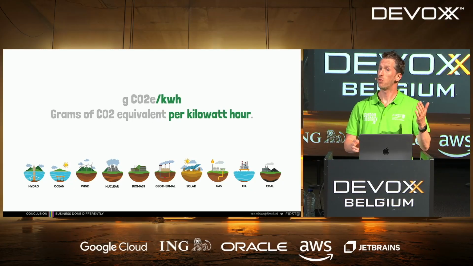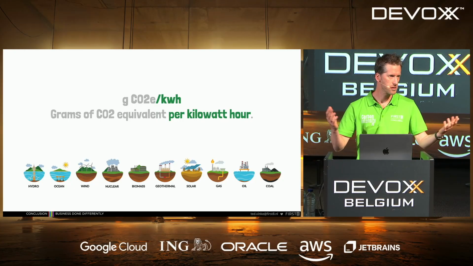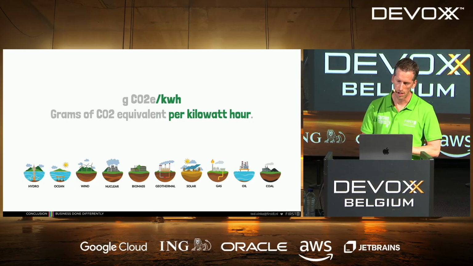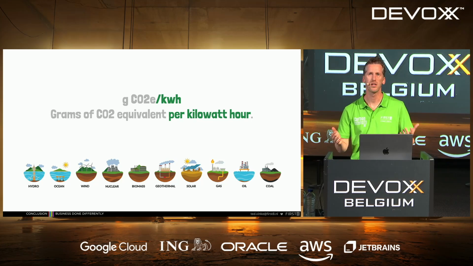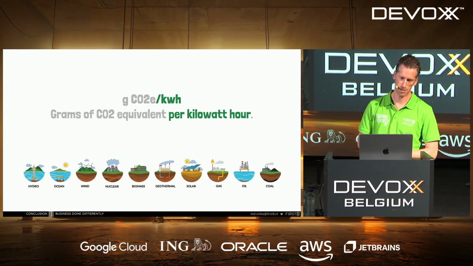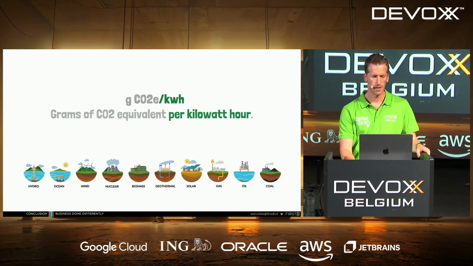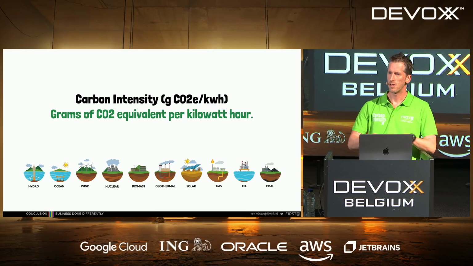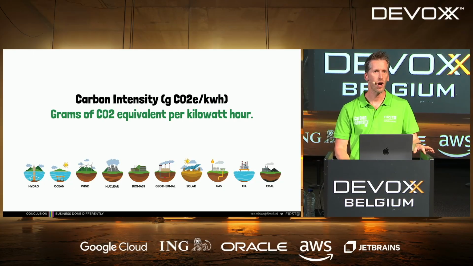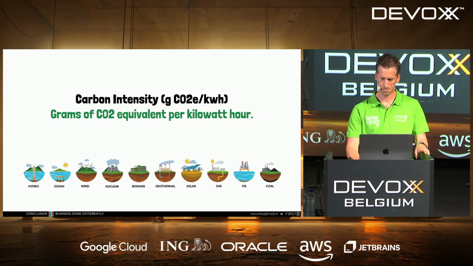And finally, if we want to compare the energy types I showed you before, we need to normalize them to the amount of energy produced in kilowatt-hour. And that's what the entirety is called carbon intensity.